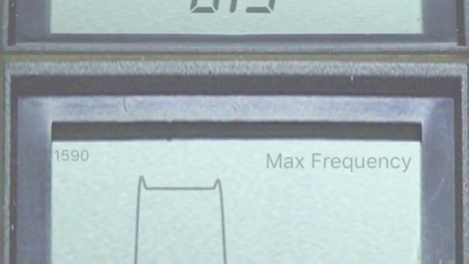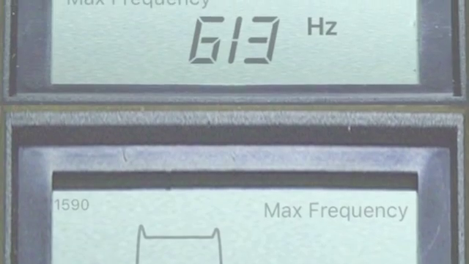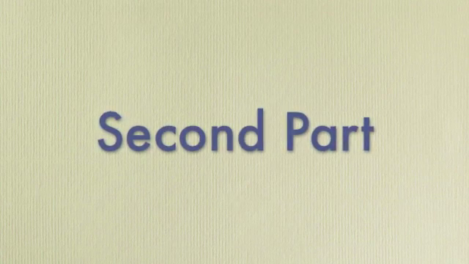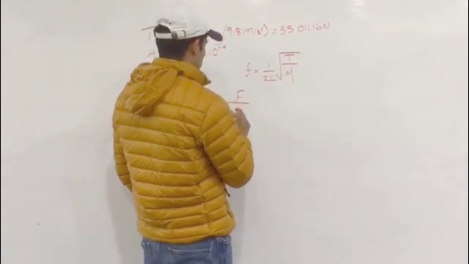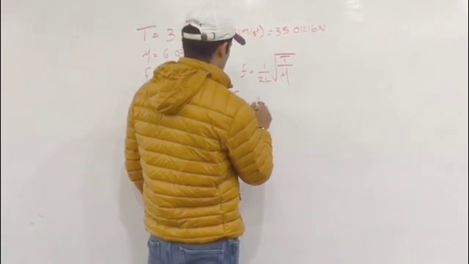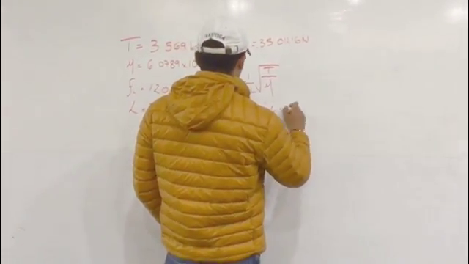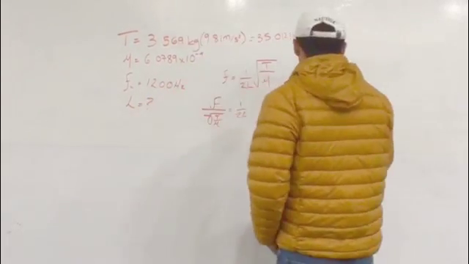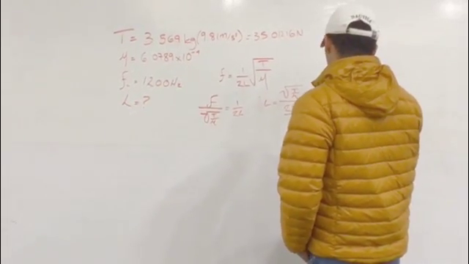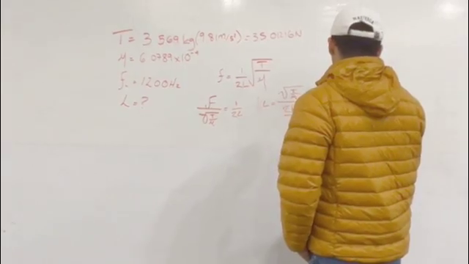to the 600 hertz. The second part of the experiment consists in changing the value of frequency to 1200 using the same values of tension and mu as the previous experiment. The formula was solved for L, to know at which point the string had to be cut in order to get the new frequency.